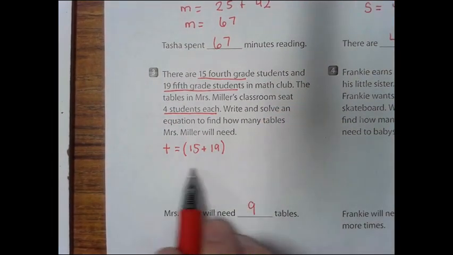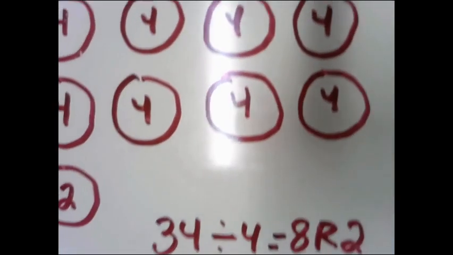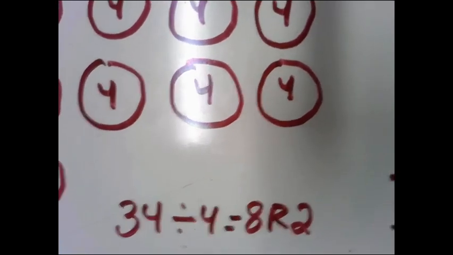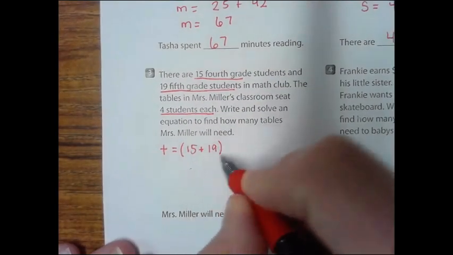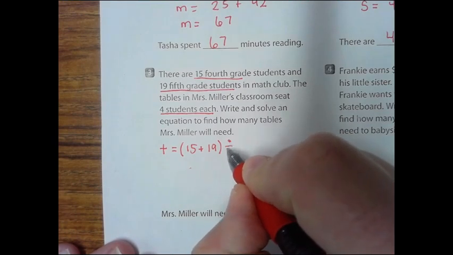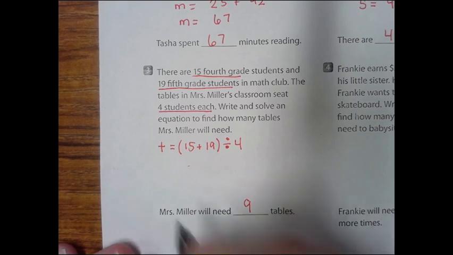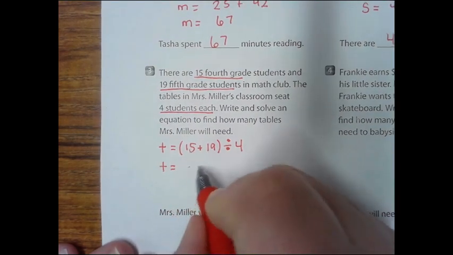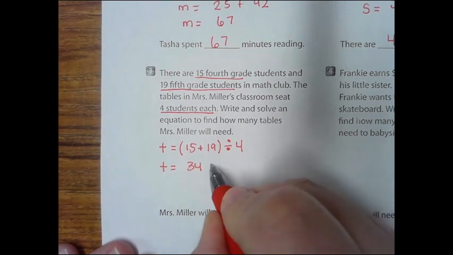And then once we had our total, and our total was 34, we divided that total by 4. Because again, there's 4 kids at each table. So we found the total, and then we divided that by 4. So again, our tables equals 15 plus 19, which was 34. And again, we divided that by 4.